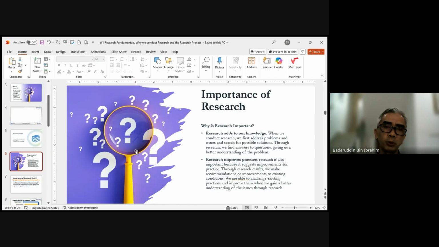you must identify the issues, and then the issues must be significant, or the problem must be significant. Okay, that's why how are we going to make sure that your research or your topic is significant?